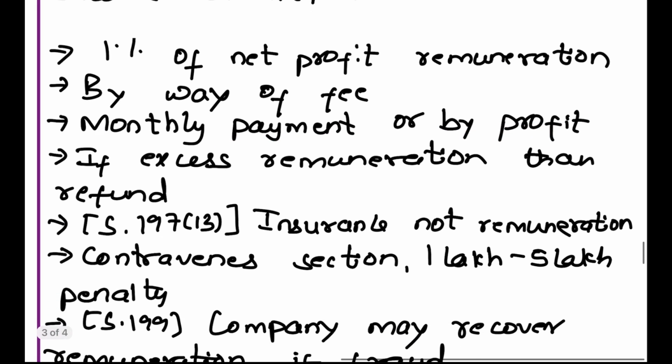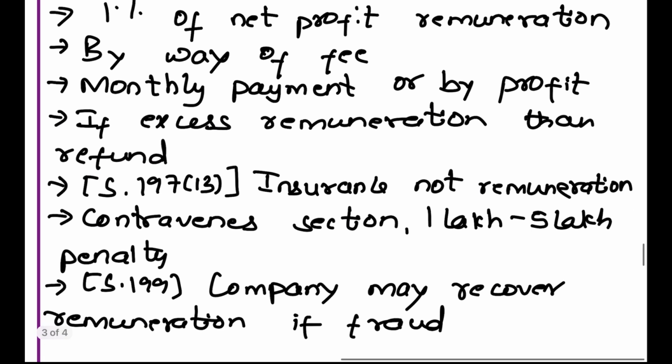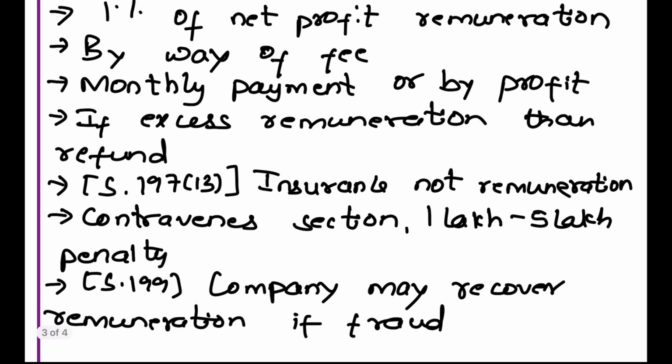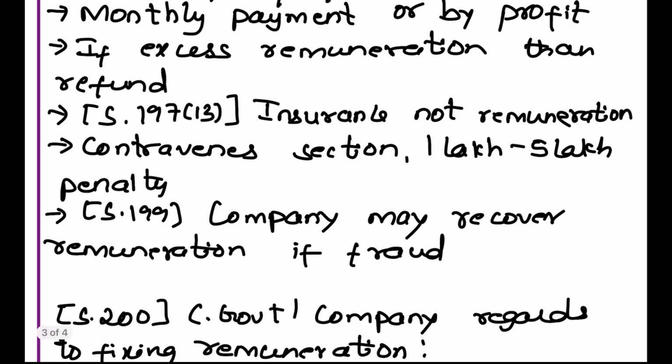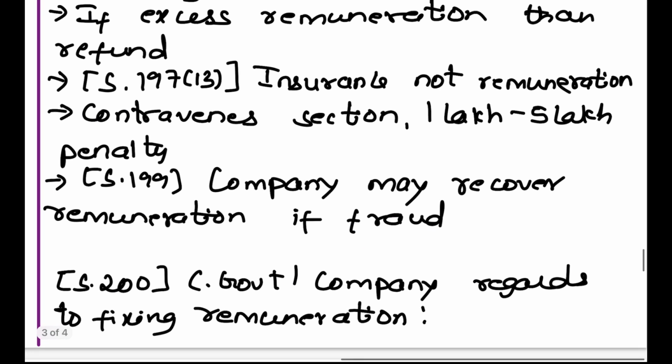If there is excess remuneration, then the person who has taken the excess remuneration should refund it. Then according to section 197 clause 13, insurance is not a remuneration. So if a company is providing free insurance, then it does not fall under remuneration. If the company contravenes this section, then they will be liable to pay a fine of rupees 1 lakh to 5 lakh. Then the company may recover remuneration in case of fraud. If the person taking the remuneration has done any fraud, the company may recover the remuneration from him.